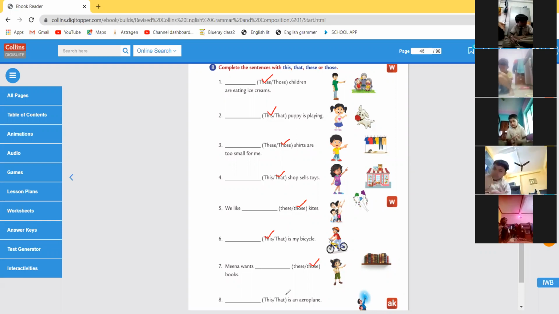Acha. This or that is an aeroplane. That is an aeroplane. That. Because we know aeroplanes fly over the sky. So that is an aeroplane. So I also can do something. I can use arrows so that you can easily understand.